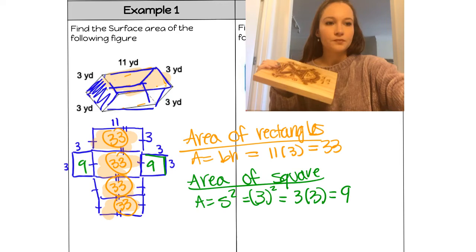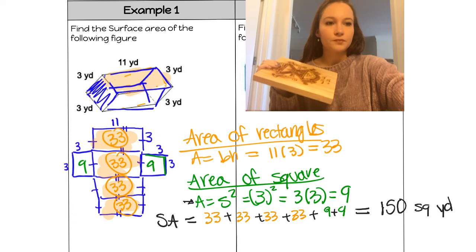So to find my surface area, just how area is A, surface area is SA. Okay, I'm going to add all of those together. So I have 33 plus 33 plus 33 plus 33. There's 4 of them. Then I have 2 squares that are 9. Okay, when I add all of those together, you should get 150 square yards.